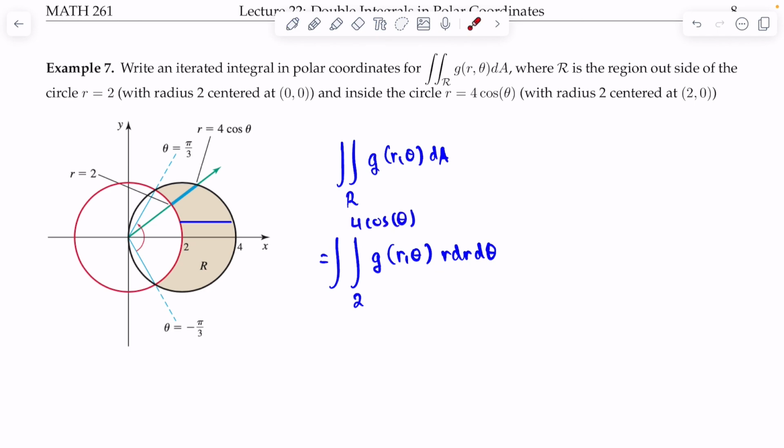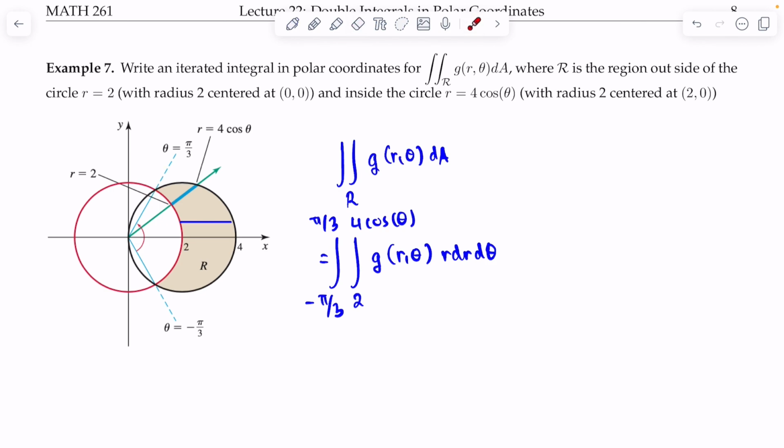To get the bounds of theta, you look at the intersection points between the two curves. As presented here in the figure, you see that theta is between negative pi over 3 and pi over 3. So you can write negative pi over 3 to pi over 3. But how can we obtain this number if it is not described in the figure? It's actually not as difficult as you may think.